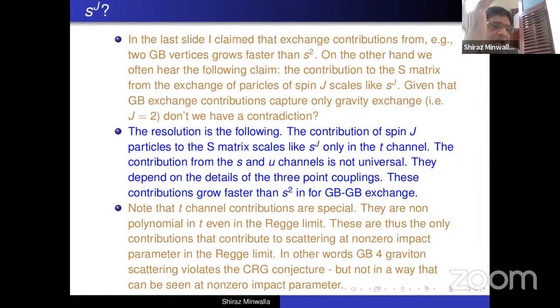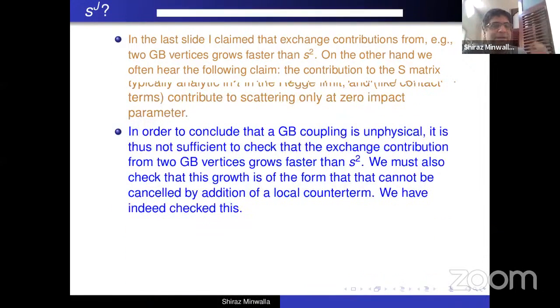CEMZ were very aware of it, they liked the CRG conjecture. In fact, they gave the signal model for it. Had they seen that there was this CRG violation from this kind of scattering, that would have triggered them. But they were always concentrating on scattering at non-zero impact parameter, and this is why they didn't see this violation. This is violated, but in terms that you don't see at non-zero impact parameter.